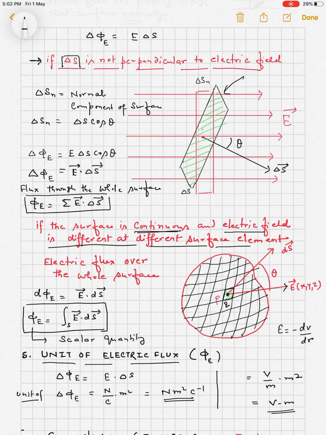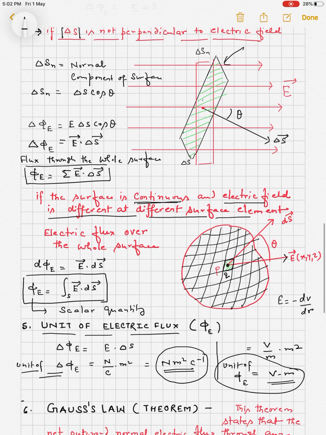The second unit of electric flux is also volt meter. So there are two units: one is Newton meter square per coulomb and another is volt meter.